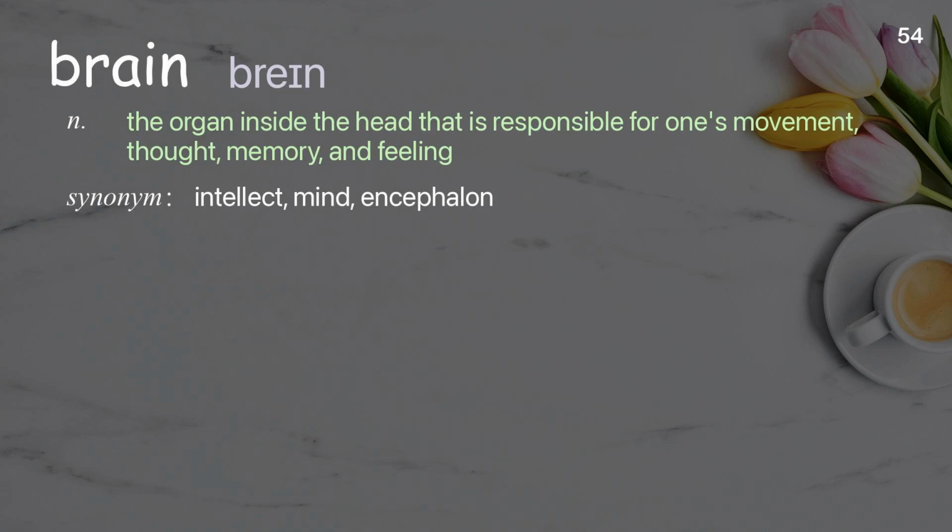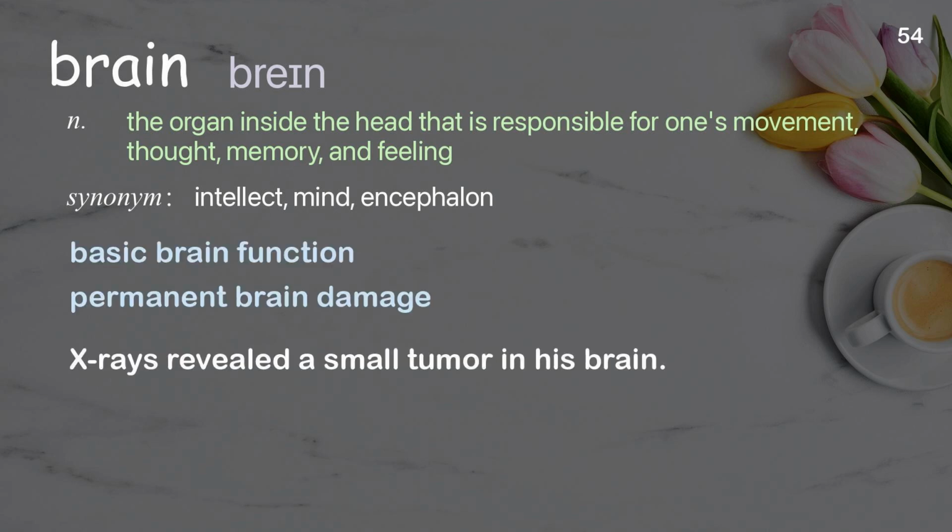Brain: the organ inside the head that is responsible for one's movement, thought, memory, and feeling. Examples: Basic brain function. Permanent brain damage. X-rays revealed a small tumor in his brain.